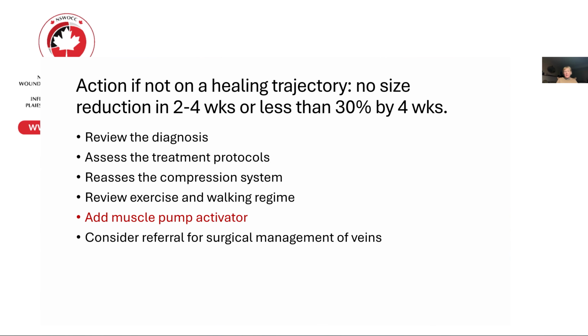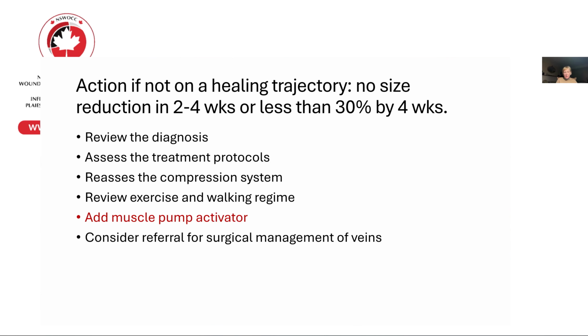Is what you're asking to be done actually being done? Reassess the compression system. Is it being used effectively, put on appropriately? And review the exercise and walking regime. These are all things that everybody can do at the bedside, and they make a big difference to the progress of the healing. Then we could add a muscle pump activator. And the muscle pump activator that we're talking about today is called the Gecko.